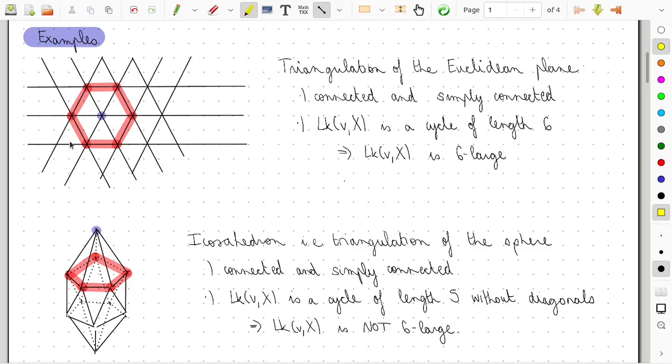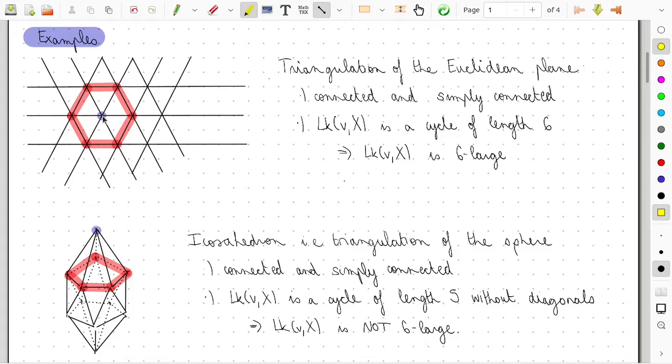This image here is the triangulation of the Euclidean plane. First, note that this is a flag complex because I have here 3 vertices that are pairwise adjacent, and they span a simplex. And for every such 3 vertices, they will span the corresponding simplex, so this is a flag complex. Second, it is the Euclidean plane, so it is connected and simply connected. What is the link of a vertex? Consider the blue vertex here.